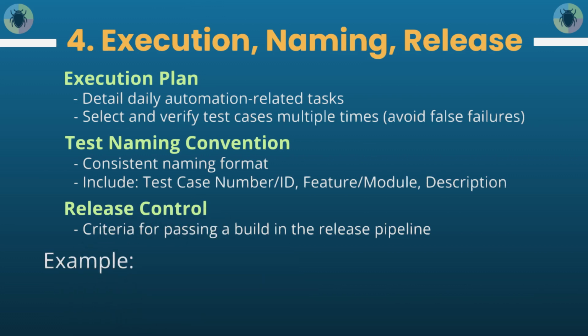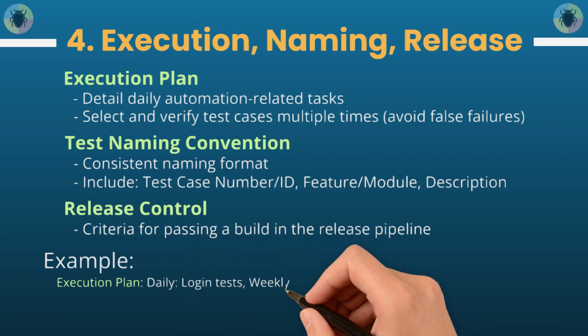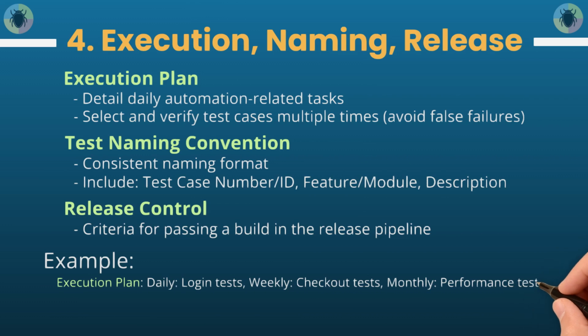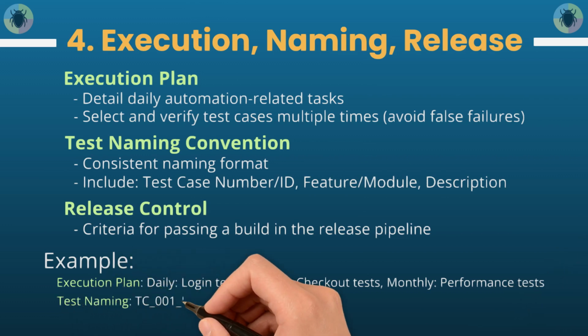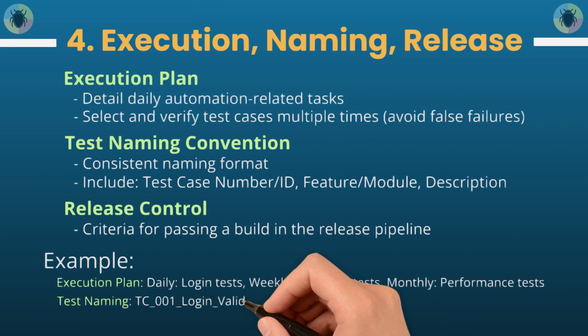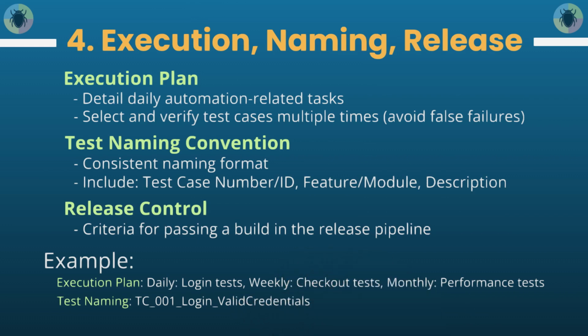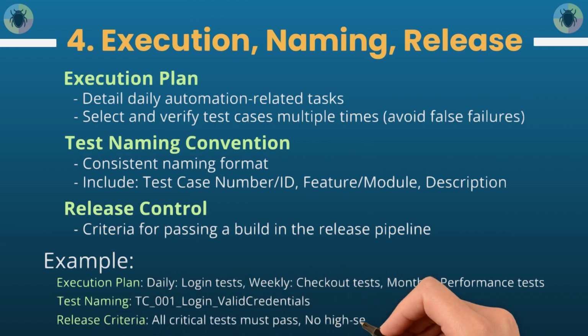Example: create an execution plan where login tests run daily, checkout tests run weekly, and performance tests run monthly. Name your tests like TC_001_login_valid credentials to keep things organized. Define a release criteria that requires all critical tests to pass without any high-severity bugs.